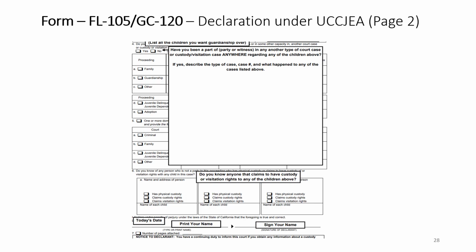Also, answer Item 6 as to whether there is anyone else who is not a party to this case who has physical custody of the child or who claims to have custody or visitation rights. Print, sign, and date the form at the bottom of page 2.